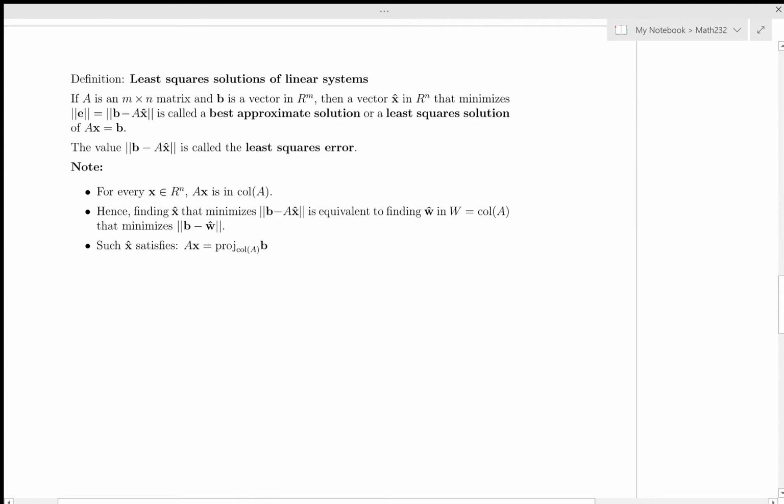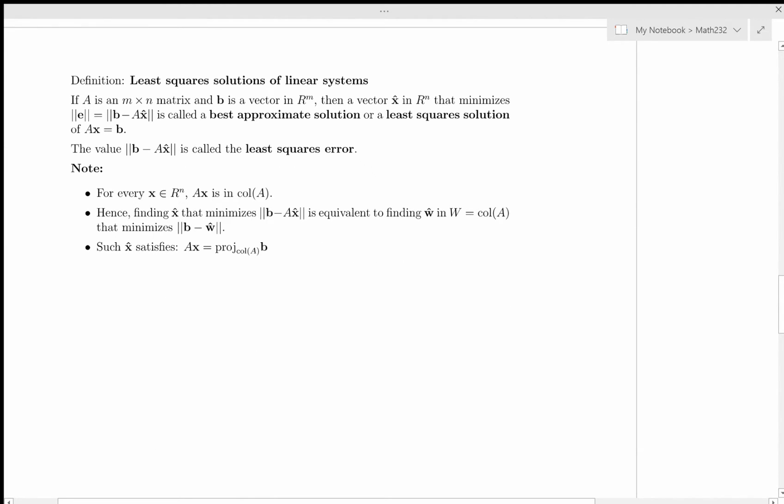Okay, so we're going to do the least squares solution of linear systems. So we've got a matrix A, we've got a vector B, and then we want to find the vector in Rn that minimizes the norm of the errors. And that is our best approximate solution, or what we'll call our least squares solution of Ax equals B. The value, this number, the norm of the difference between B and Ax hat, which is our best approximation, is called the least squares error.